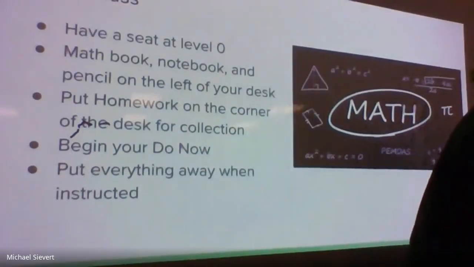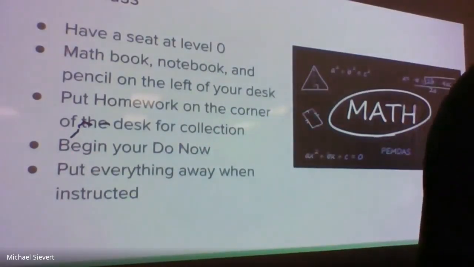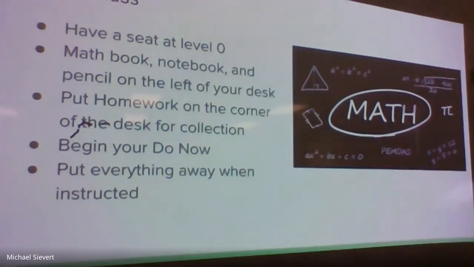By the time this beeper beeps, make sure you have all three things out that you need on the side of your desk. I don't see all three of those. There will be a deduction.